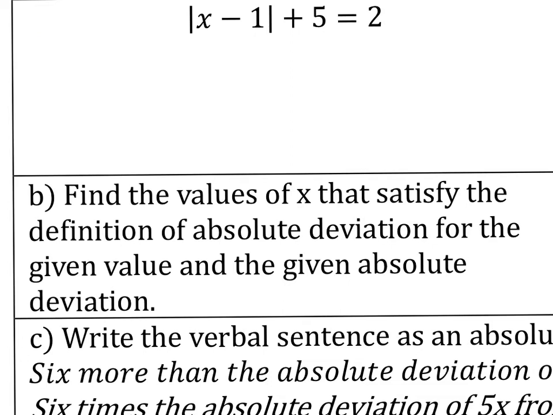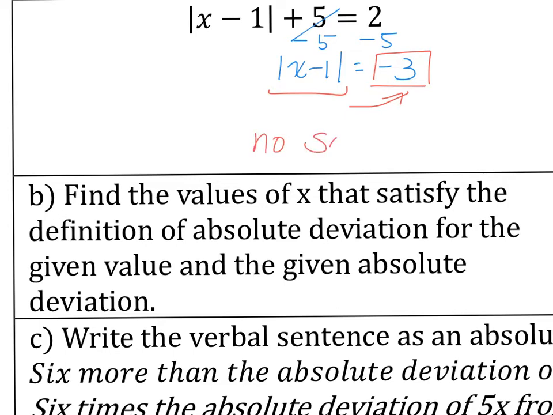To solve this problem, we need to first isolate the absolute value of x minus 1 by subtracting 5 from both sides of the equation. So the next step will be the absolute value of x minus 1 equal to negative 3. Oh no, we have a negative number here. So if we have an absolute value equaling a negative number, then you can immediately conclude that this absolute value does not have any solutions.